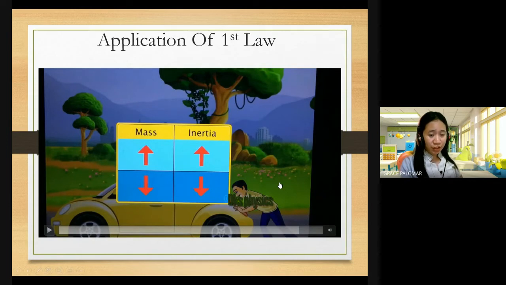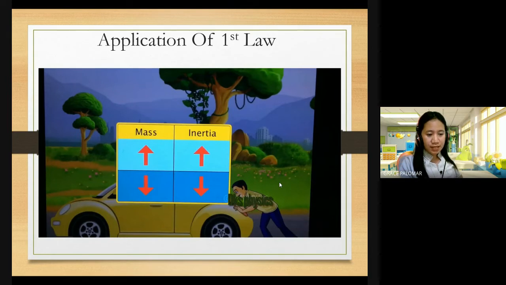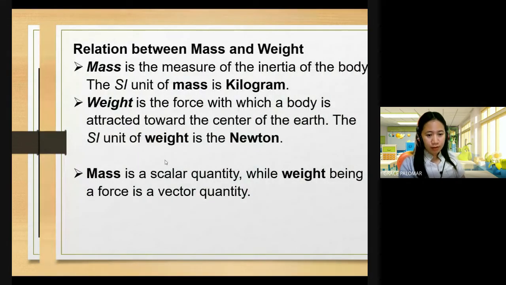Again, the greater the mass, the greater the inertia. The lesser the mass, the lesser the inertia. So basically, if you have the bicycle and the car, which has more mass? So of course the car. Therefore, it is harder to push a car because it has a greater mass, and of course because of that it has also a greater inertia.